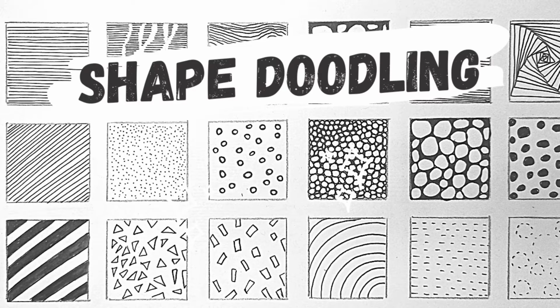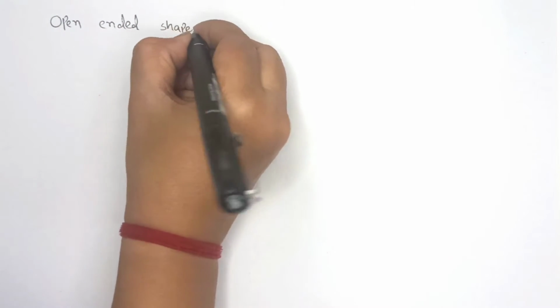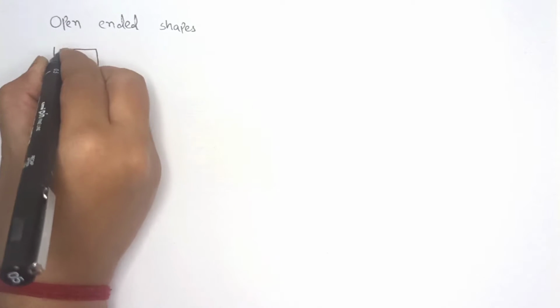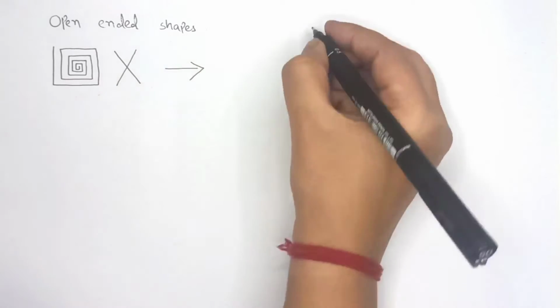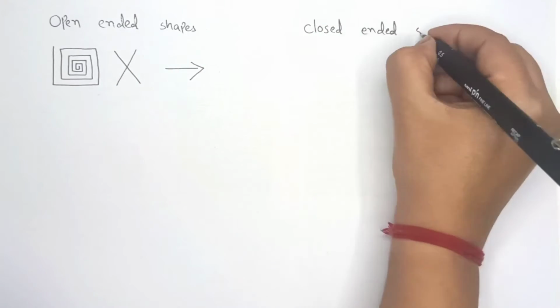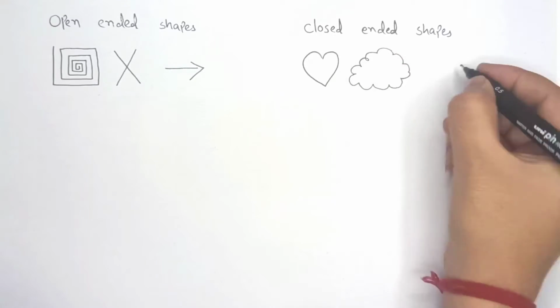Today we are learning shape doodling. So let's start learning about shapes. Here we are firstly focusing on open-ended shapes. Open-ended shapes don't start and end at the same point, whereas the starting and ending points of close-ended shapes are the same, just like a cloud shape or square shape.